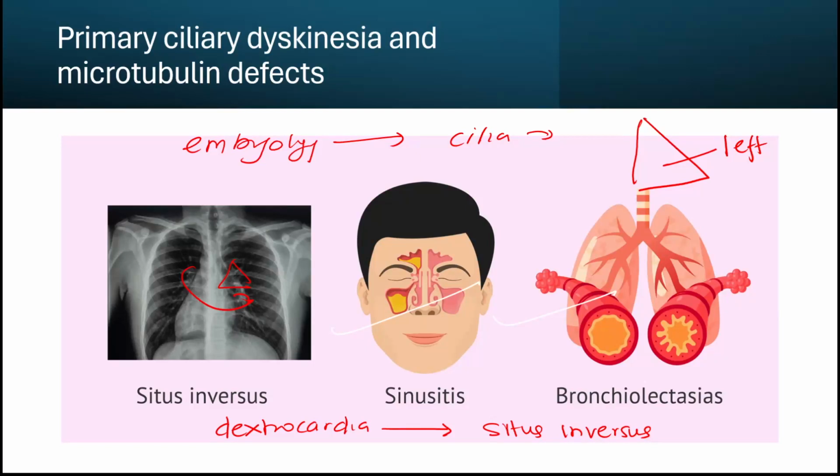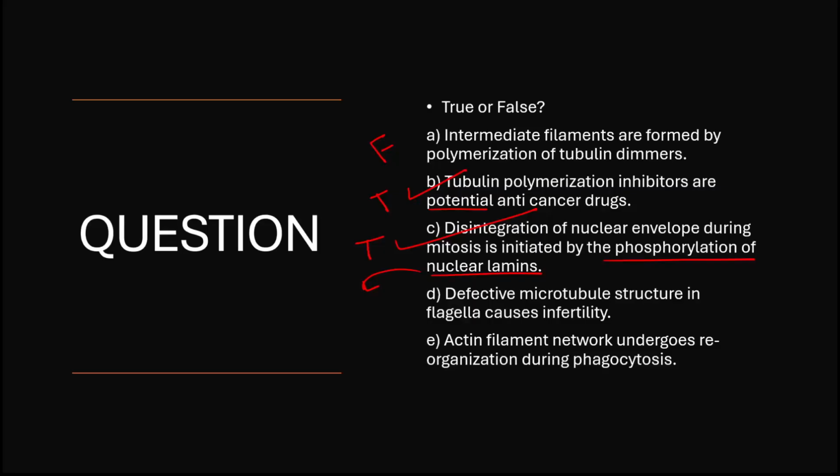Again, it is an autosomal recessive problem, a disorder with malfunctioning, maldevelopment and malproduction of microtubules. So the fourth statement, the defective microtubule structure in flagella causes infertility, yes, both in males and females.